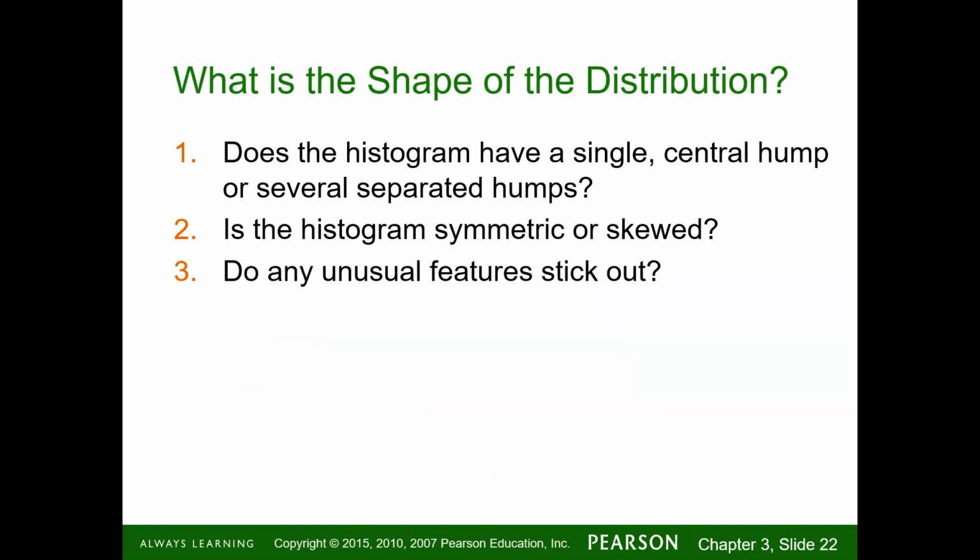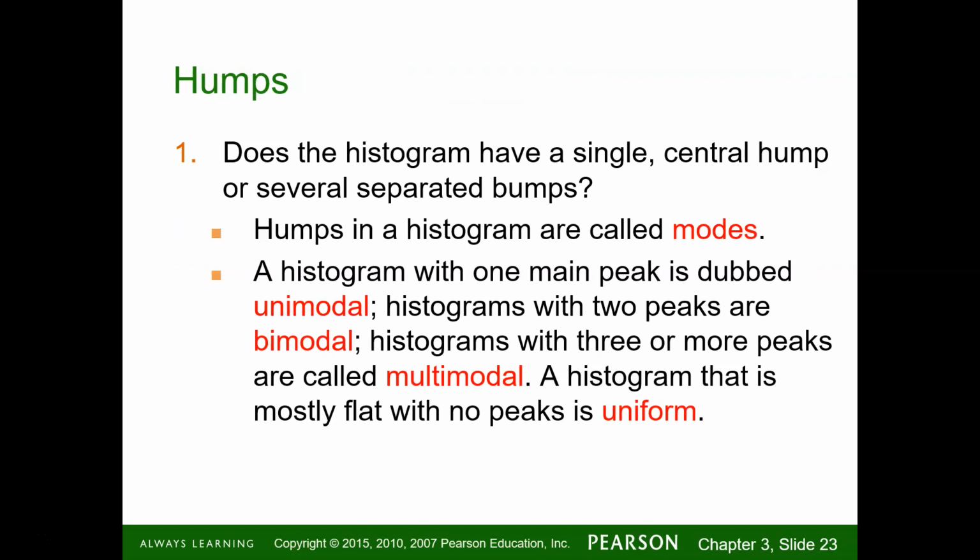What is the shape of the distribution? This is the next S. We did C and U, now we're on S, shape. Does the histogram have a single central hump or several humps, the modes, the big peaks in the graph? And is the histogram symmetric or skewed? And does it have any unusual features? So let's take a look.